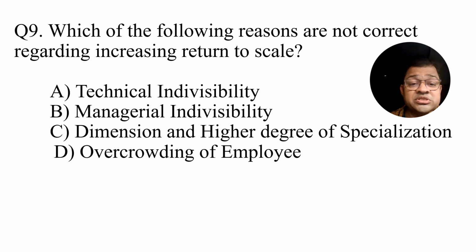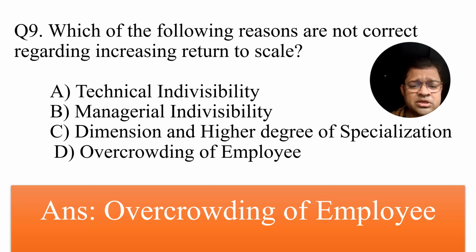Higher degree of specialization. You know that some person is intelligent in the line of marketing, finance, HR, production, then it is an asset for the organization. Subsequently, it will reflect in the output. But once overcrowding of employees is observed, many employees come to your organization, then the same economy of scale is converted to diseconomy of scale. So this choice is the wrong one.